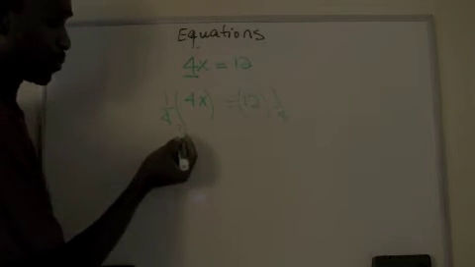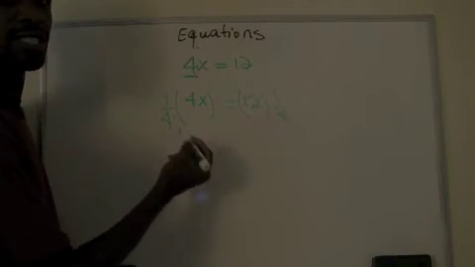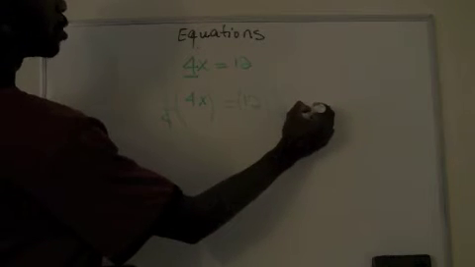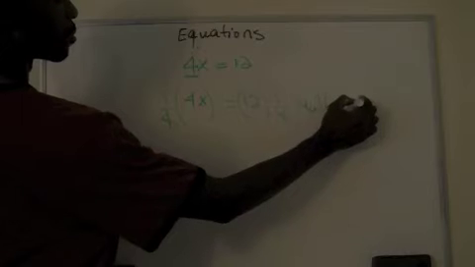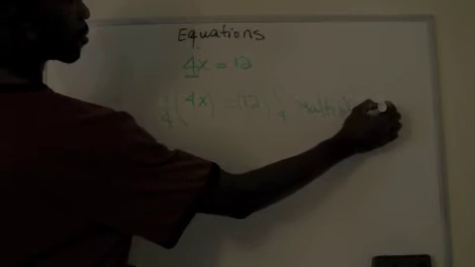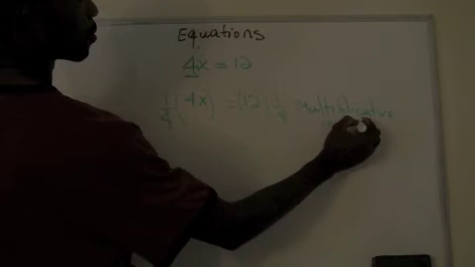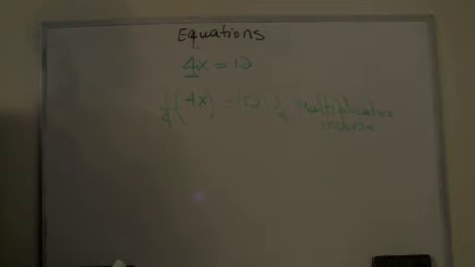Now, let us look at this. Once multiplied, the reason I want you to be able to do this, I want you to understand and know what is referred to as the multiplicative inverse. The multiplicative inverse is simply multiply the equation by the reciprocal of the coefficient of the variable.